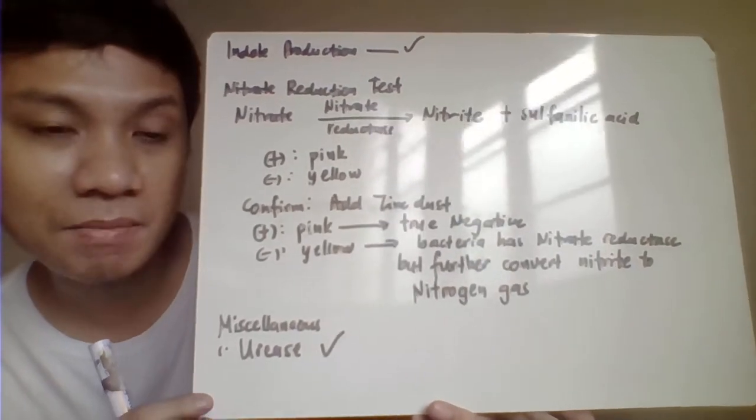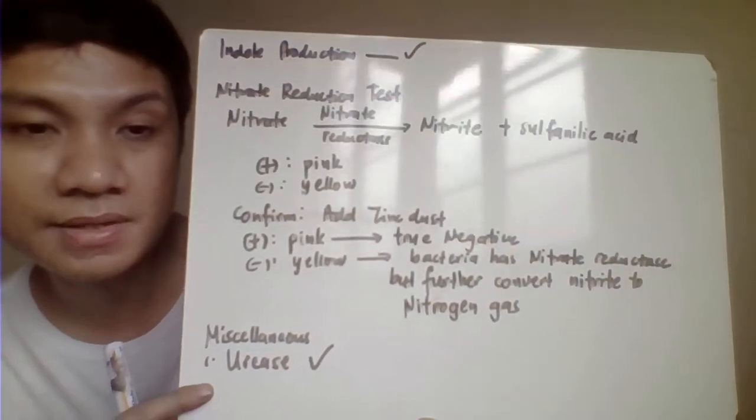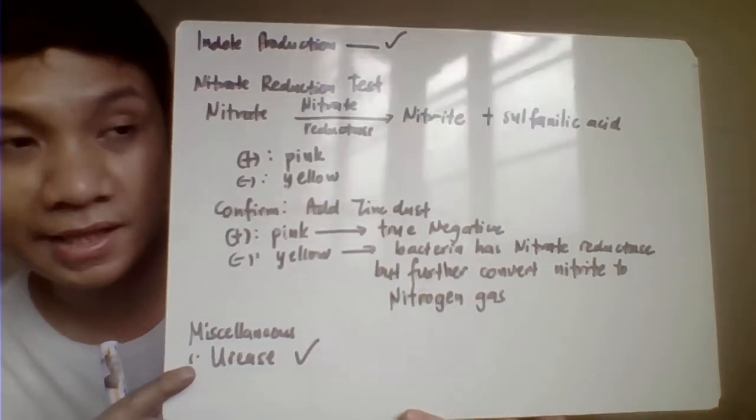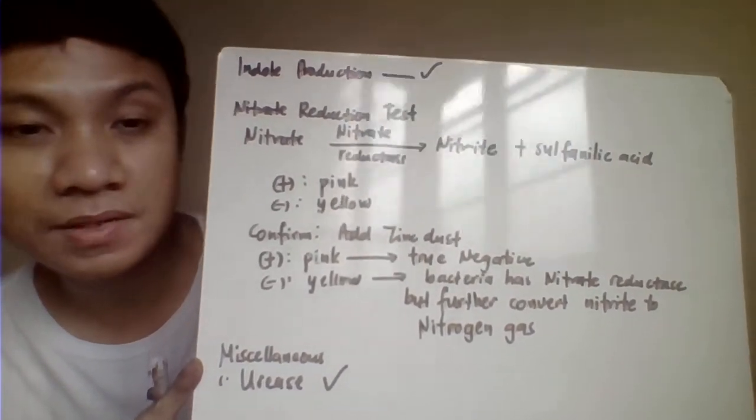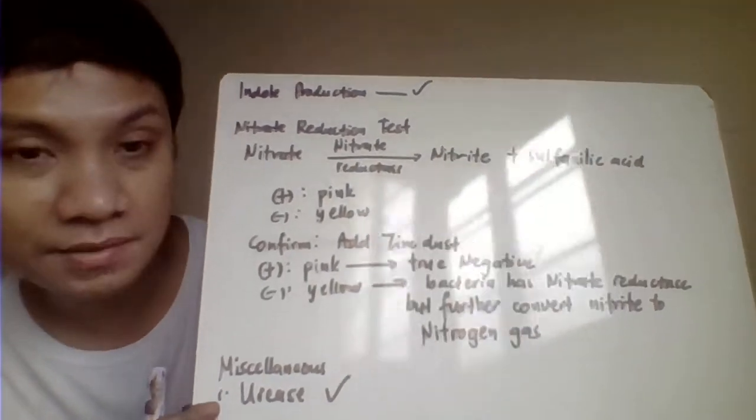And now we go to the different miscellaneous tests. So we have your urease test. We have discussed this already. Right? So that's your urea. Urea is carbon dioxide, ammonia, plus your phenol red. The red is a positive result.